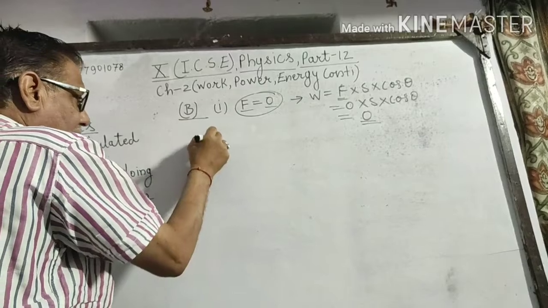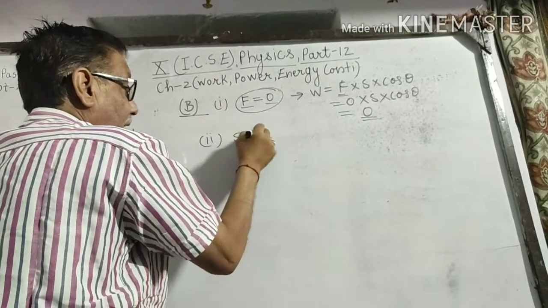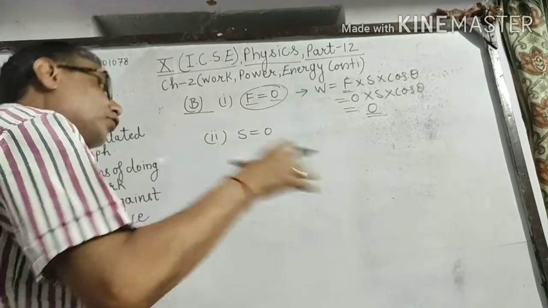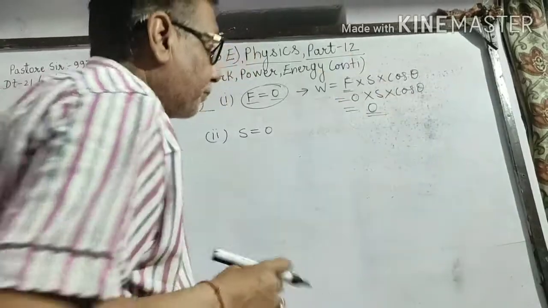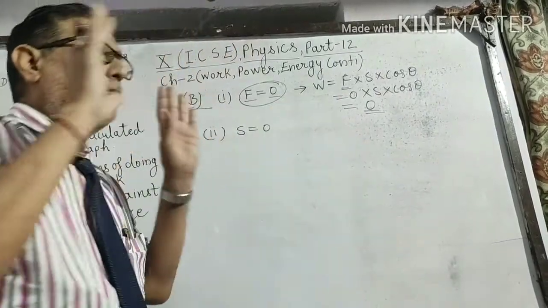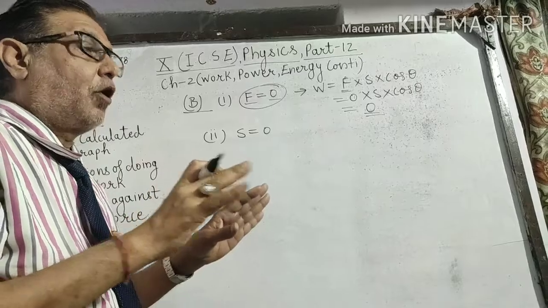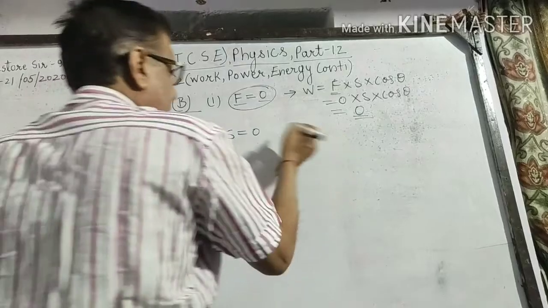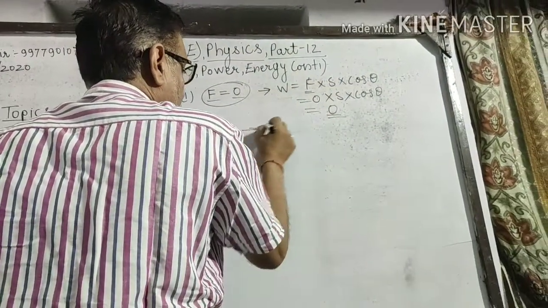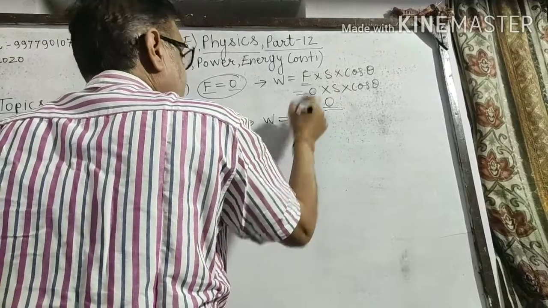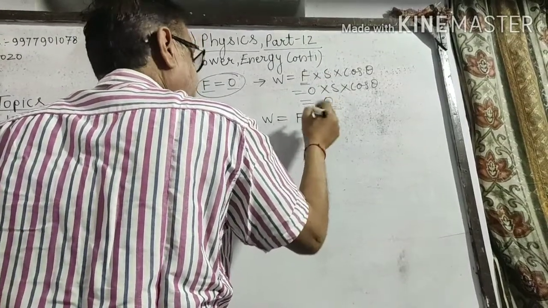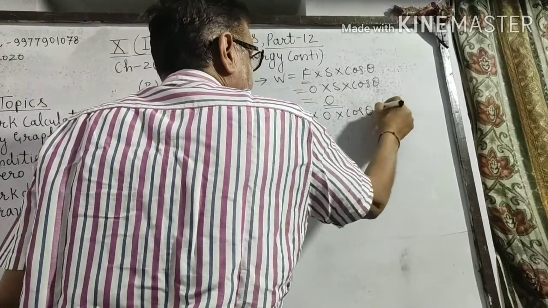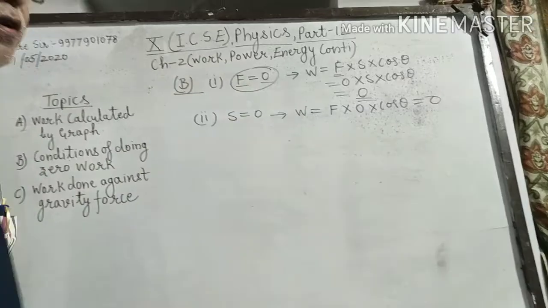The second condition is when the displacement is zero. You are applying force, but the displacement is zero. For example, you are pushing a ball or a heavy stone. You are applying the force on it, but the displacement is zero. In that case also you use the formula W equals F S cos theta. Here, suppose the force is F. It is there, but since the displacement is zero, the value comes zero. So these are the two conditions of doing zero work.